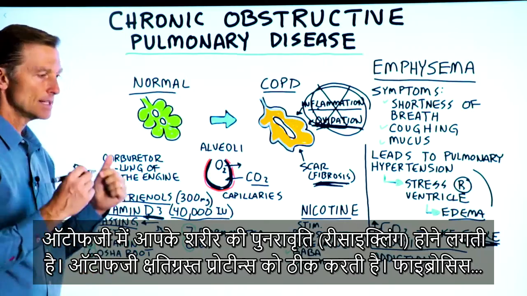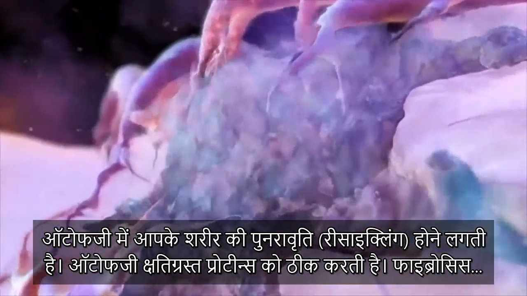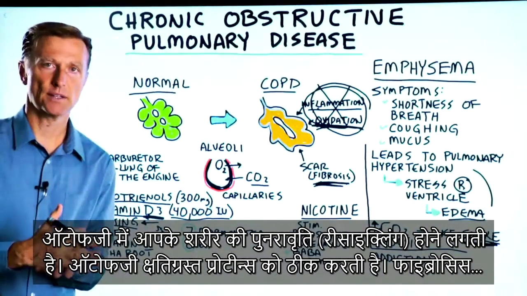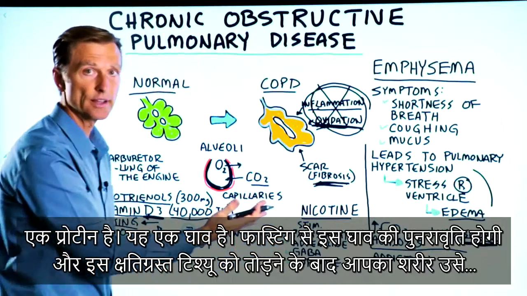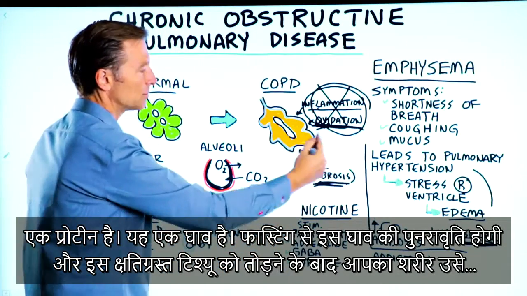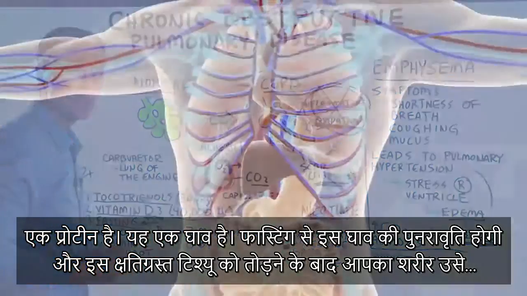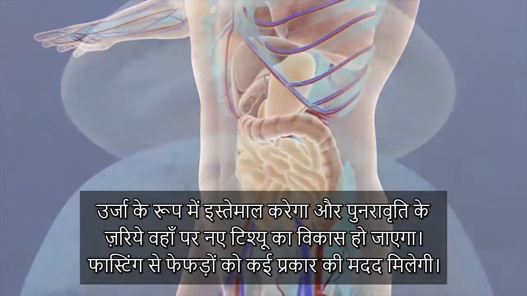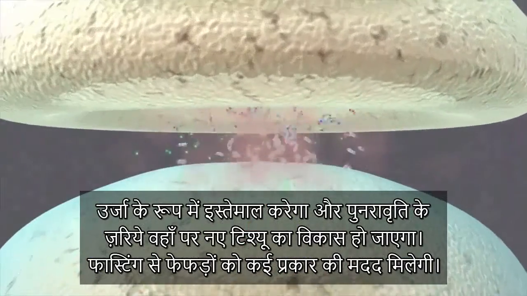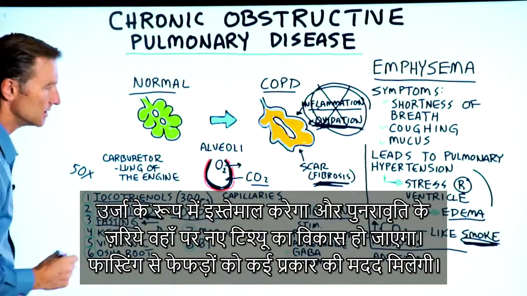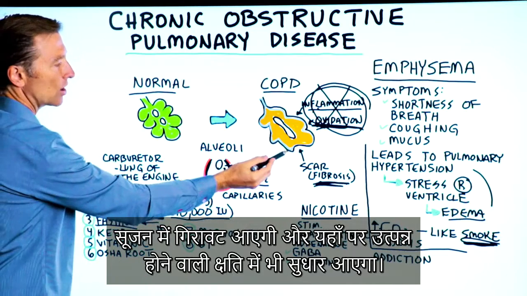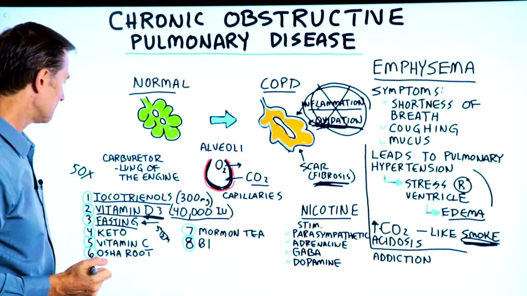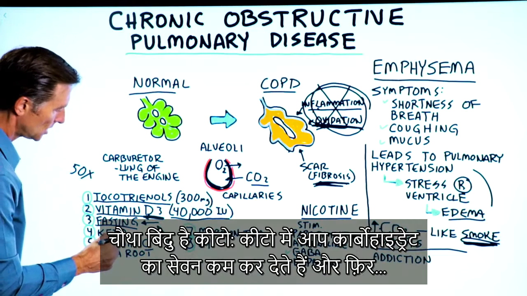Autophagy is like a recycling action of your body. And autophagy recycles damaged proteins. Fibrosis is a protein. It's a scarring. It's going to help recycle and break that down and use that as energy, and through its recycling, brand new tissue. So fasting will help the lungs in various ways, dropping inflammation and actually correcting some of this damage as well.